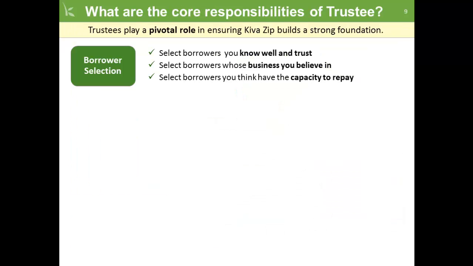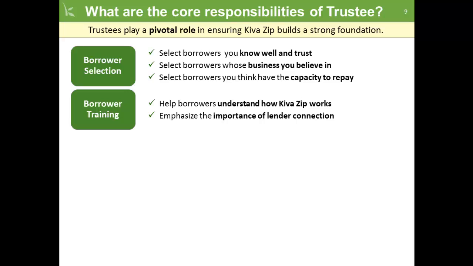The responsibilities of a trustee include borrower selection. Selecting the right borrower for KivaZip will not only strengthen the KivaZip model, but also minimize your workload as a trustee. You should select borrowers you know well and trust, whose business you believe in, and who you think have the capacity to repay the loan.